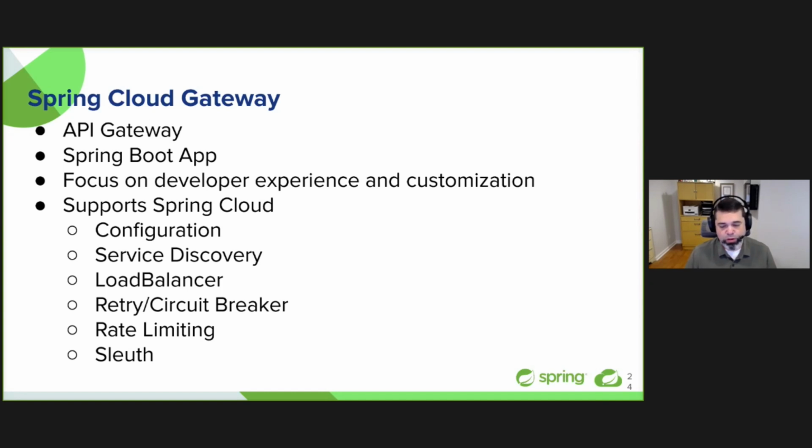We support Sleuth and tracing, like Olga talked about, so that we pass those trace and span IDs on to the downstream services. We also support advanced failure mitigation strategies such as rate limiting, so that you can protect your downstream services and the experience that your customers have throughout your application.